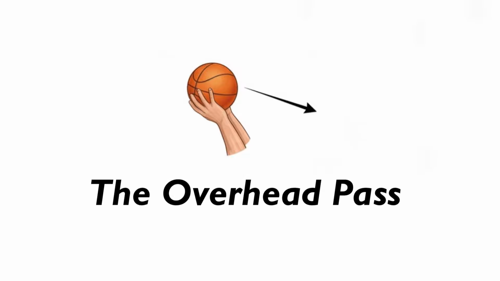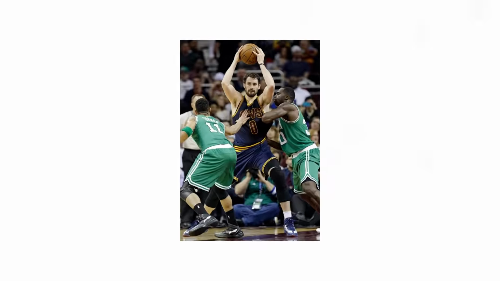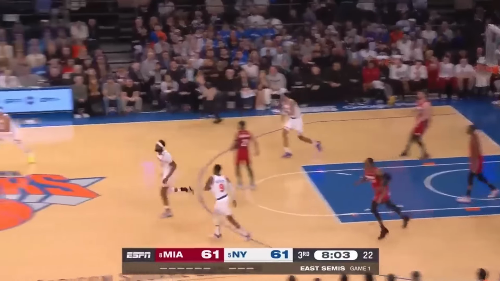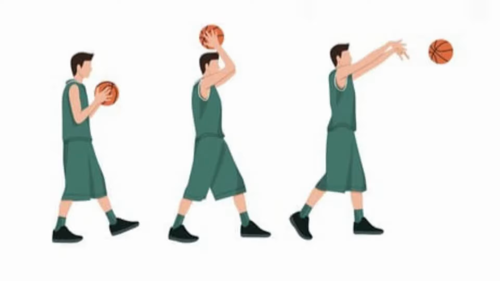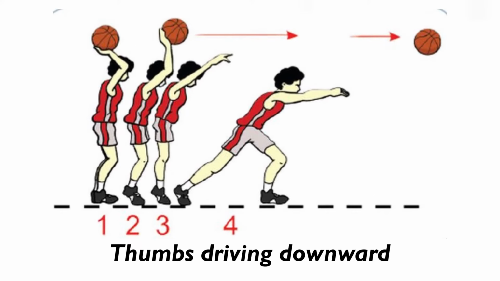The overhead pass. When the defense is swarming and you cannot get a pass through at chest or floor level, go over the top. This is the same pass Kevin Love uses to launch fast breaks, grabbing a rebound and firing a laser overhead to a streaking teammate in under 2 seconds. Bring the ball above your head with one hand on each side, elbows out. Step toward your target and push forward with both hands, completing the motion with your thumbs driving downward.